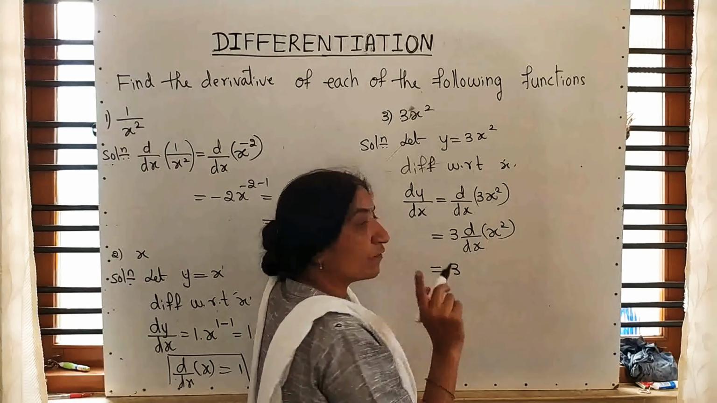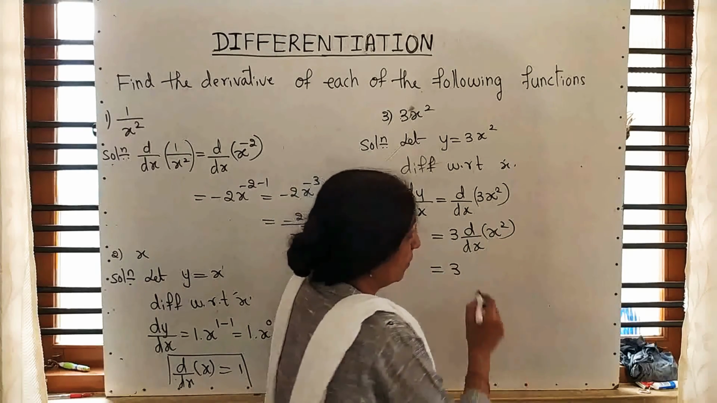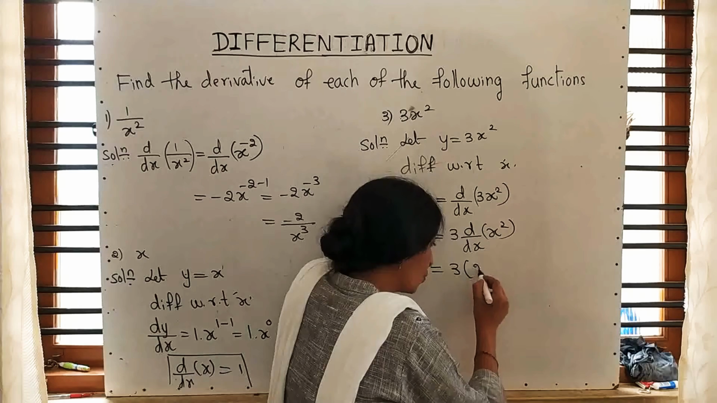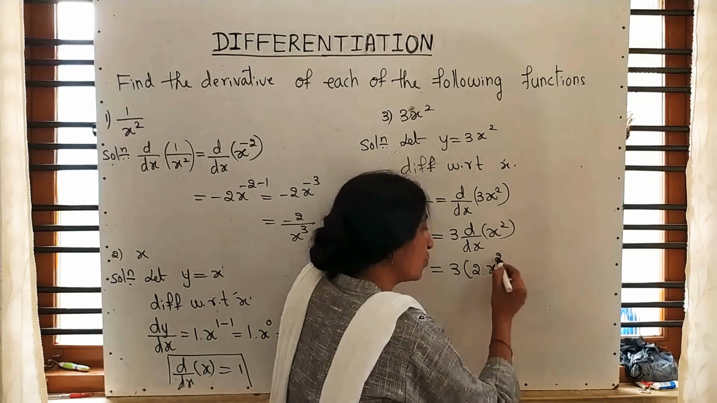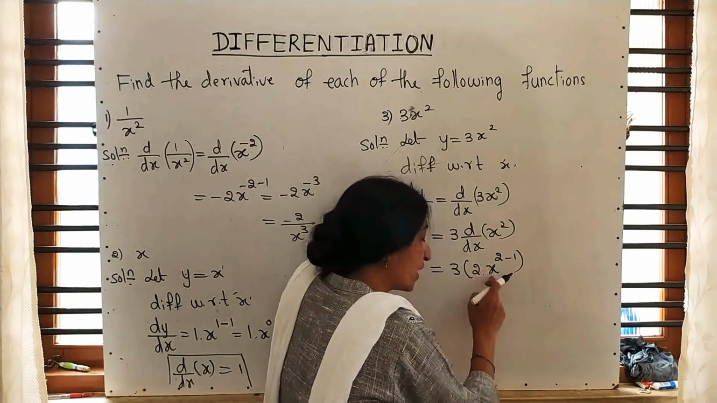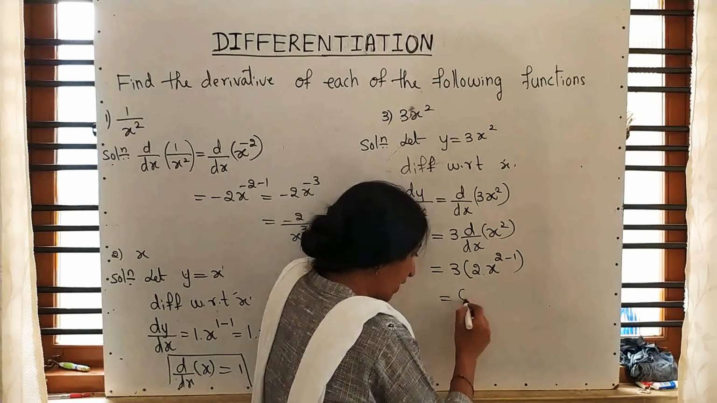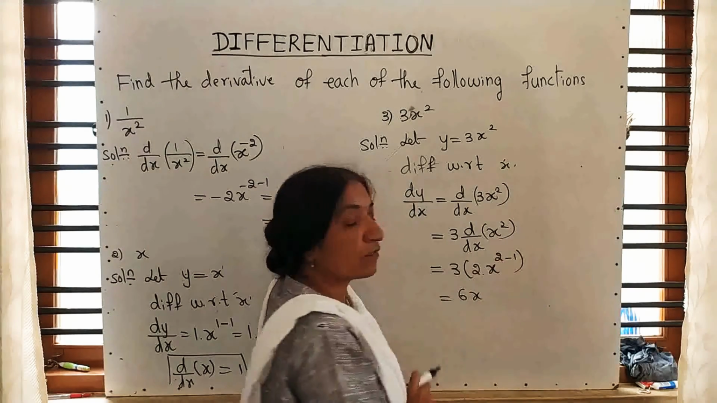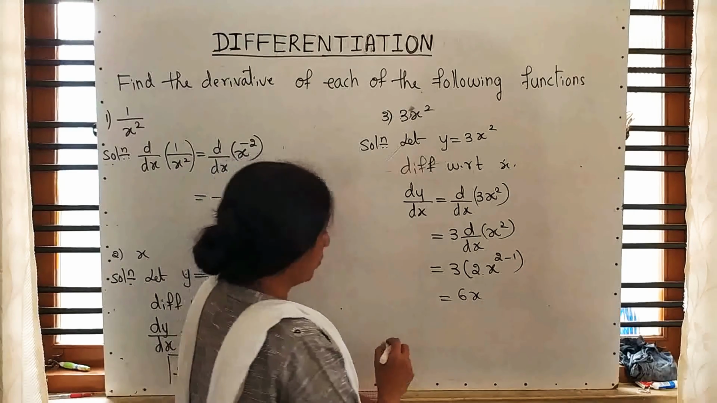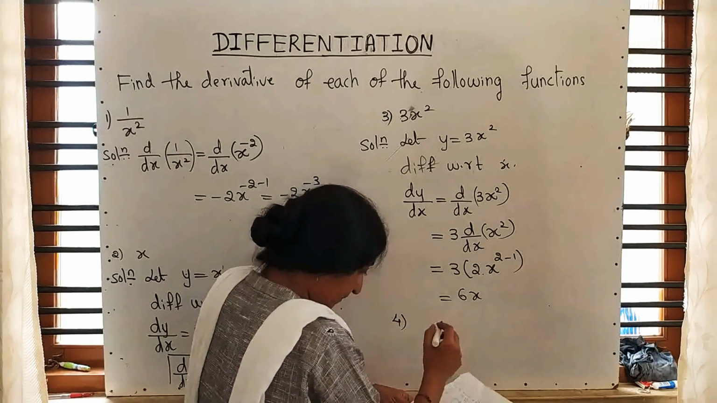So here 3 as it is. X square is in the form of x to the power n. So what is the formula? 2 into x raised to 2 minus 1. N into x to the power n minus 1. Correct? And because of multiplication, we are multiplying this. And 2 minus 1 is 1. Correct or not? Next question.